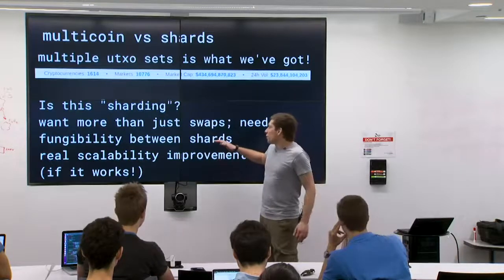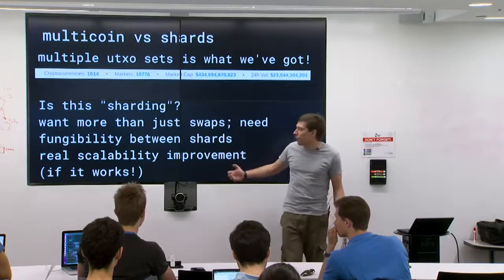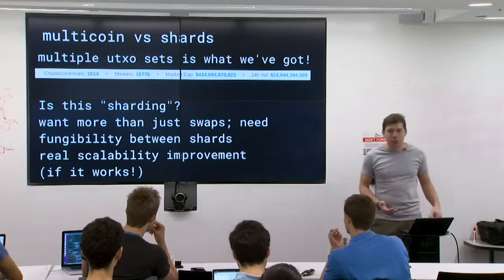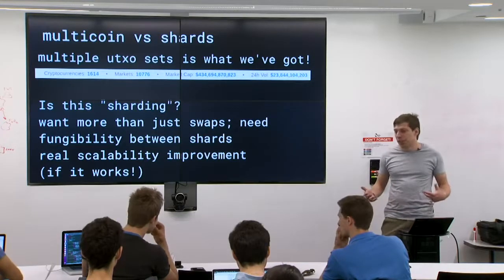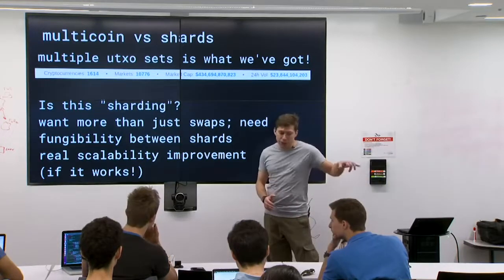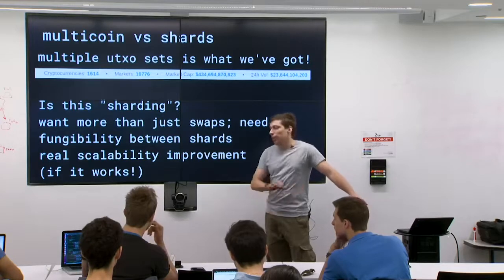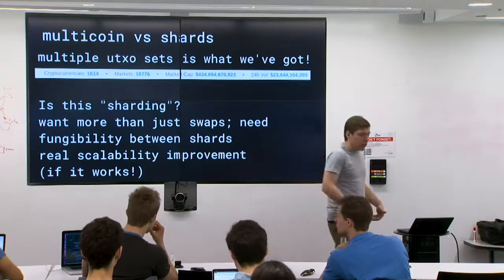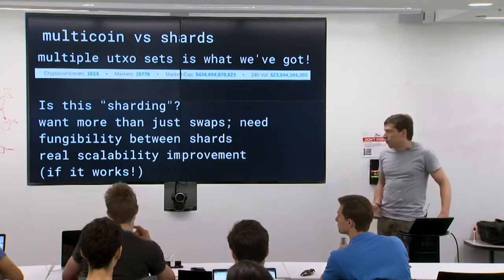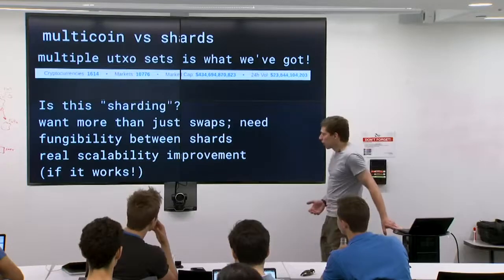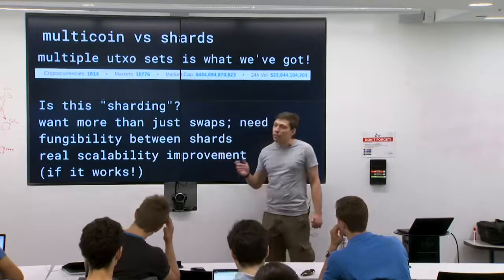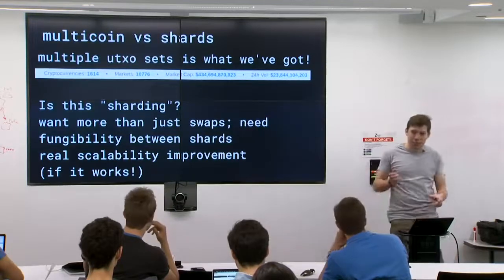But there's all sorts of problems with this. But the idea is, if you really want sharding, you want the swaps between the shards to not really have counterparties, and to maintain the same value. You want fungibility between the shards so that you can quickly and easily say, okay, well, I've got something on shard A, I'm going to pay someone who's using shard B, and I don't want any friction. I don't want any exchange between there. So this is hard. There's a lot of cool research going on here. And if it works, it's a real scalability improvement. This is sort of the holy grail.